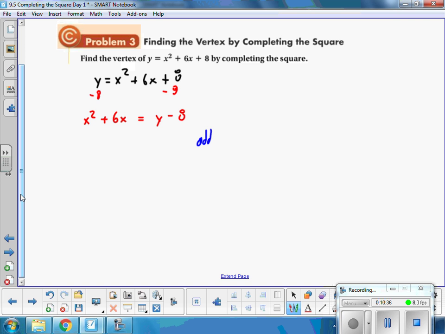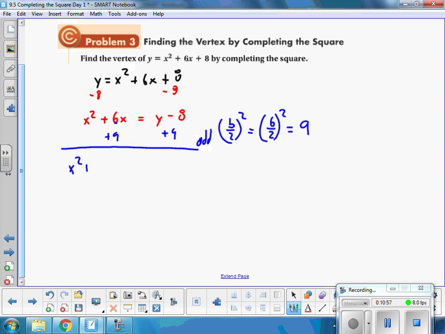All right, so now that I have these pieces here, I need to add my b term in half squared, and my b term is 6. So I'm going to take half of 6, and I'm going to square that, and that's going to get me to 9. And so I'm going to add 9 to both sides, and that gets me x squared plus 6x plus 9, and it gets me to y plus 1.